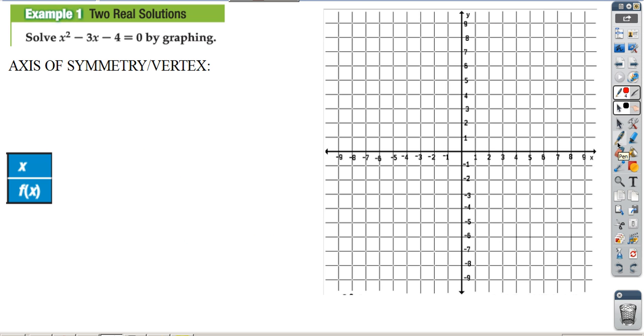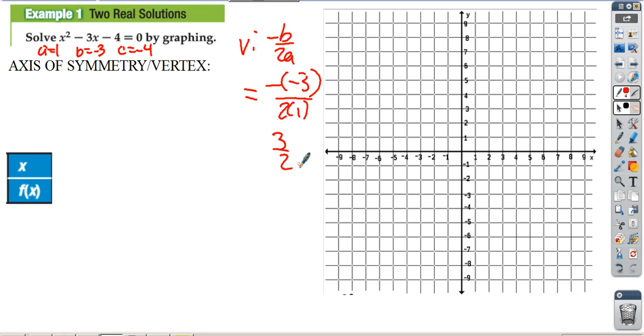So let's solve this equation by graphing. We always start by finding the vertex. The vertex, you might recall from last section, is negative b over 2a. So a, b, and c are just the numbers in front of these. So a is the number in front of x squared, that's a 1x squared. b would be negative 3, c would be negative 4. So the vertex in this case would be negative negative 3 over 2 times 1, so that's going to be 3 over 2.